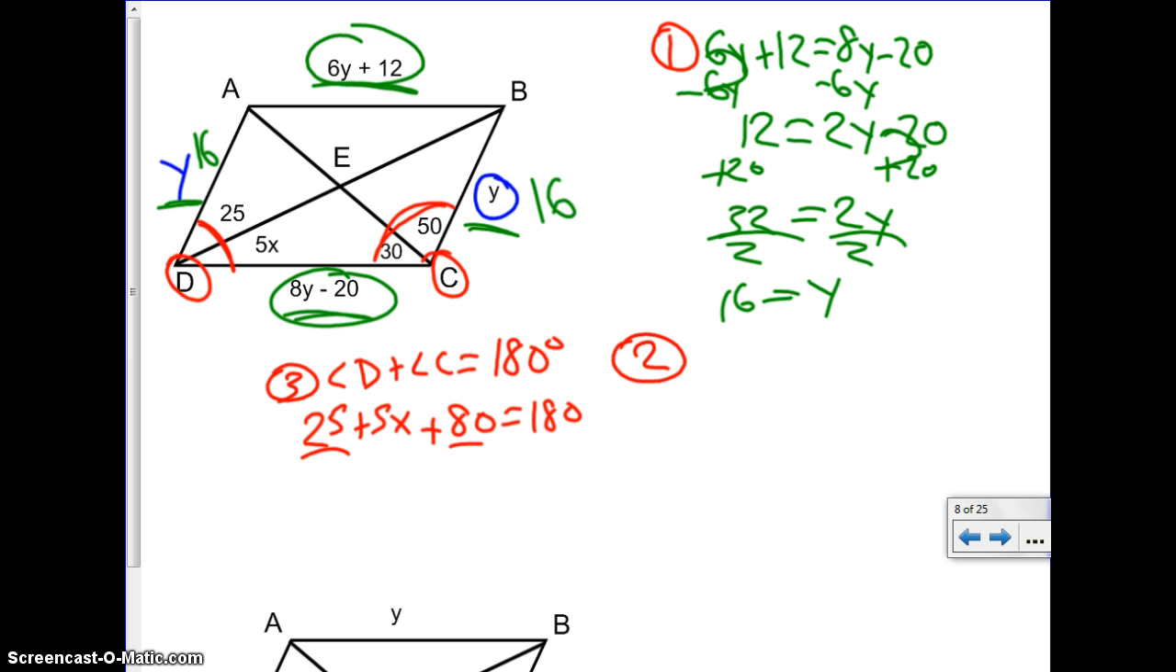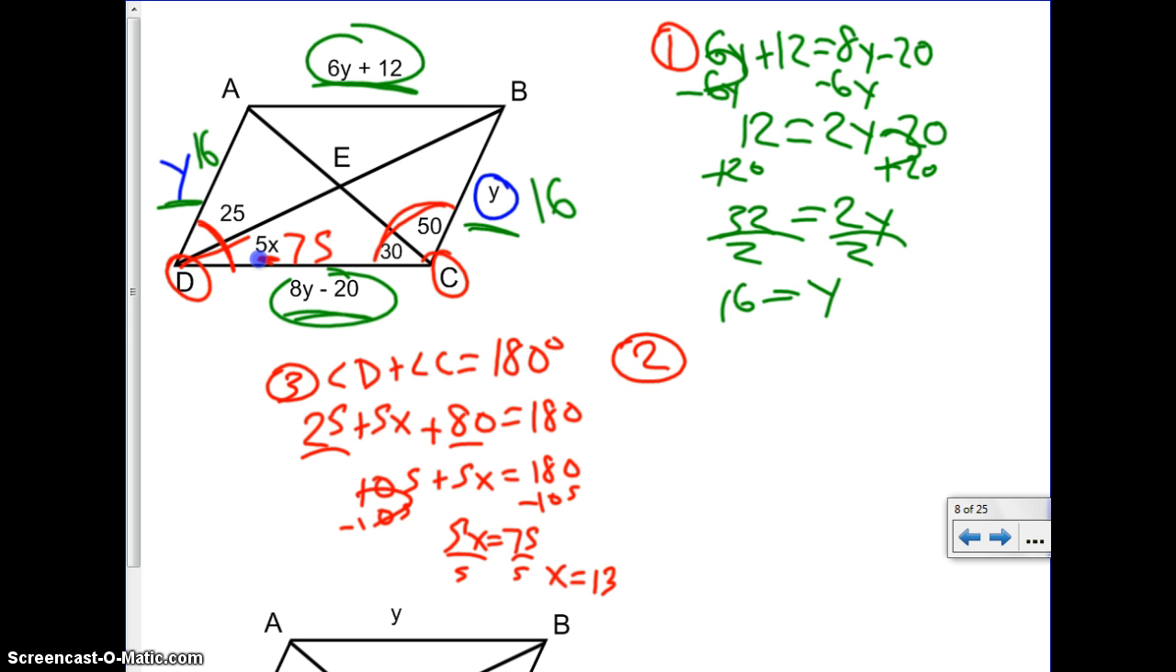Combine our like terms. We have 105 plus 5x equals 180. When we subtract 105 from each side, we get 5x equals 75. When we divide both sides by 5, we get x equaling 13, so we can go back up to our parallelogram. We can plug in 13 for x, so 5 times 13 is going to give us 75. And so now we know what those smaller angles are, each one. We have the 25, now 75, a 30, and a 50.